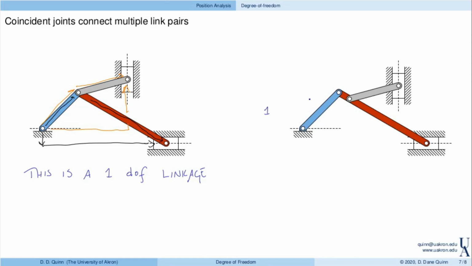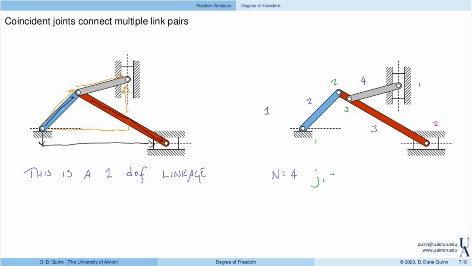links. 1 for the ground, 2, 3, 4. I'll treat these as 2 degree of freedom joints. So the number of 1 degree of freedom joints, well, we have 1 there, 2, 3, and 1, 2 for J2. So again here, n is equal to 4.